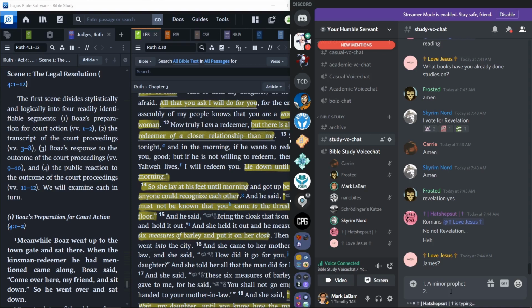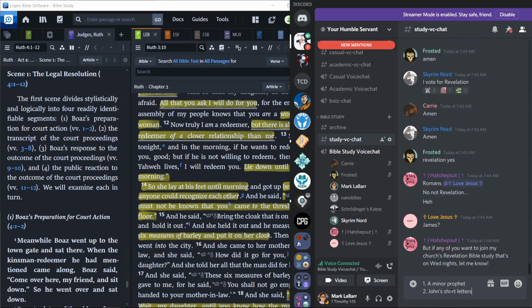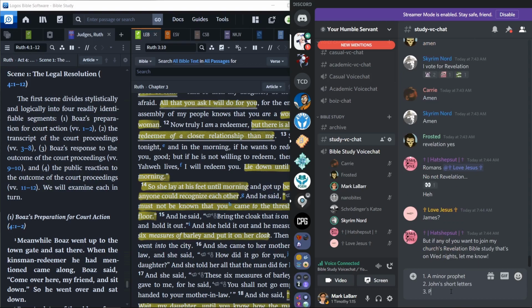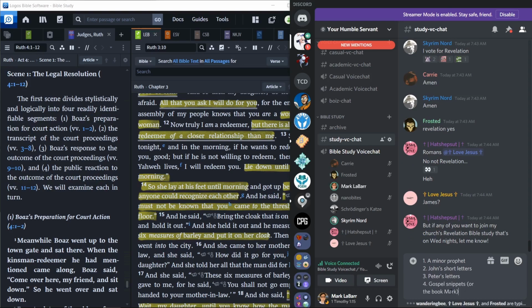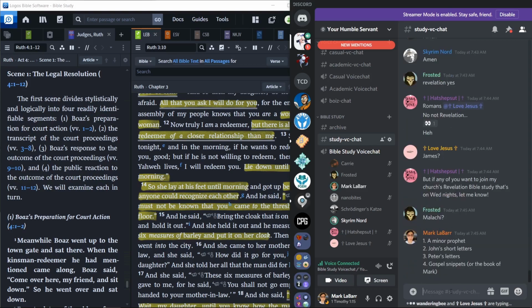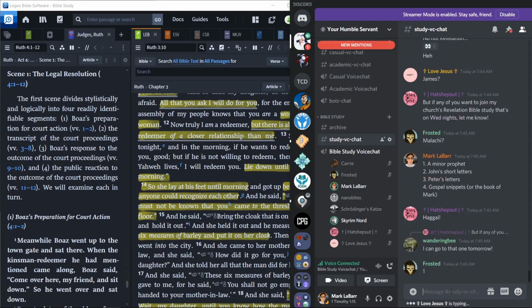So the option number one is doing a minor prophet, which would be like Zechariah, Haggai, Malachi, Hosea, people like that. And number two is John's short letters. So 1st, 2nd, 3rd John. Number three would be Peter's letters, 1st, 2nd Peter. And the fourth option is we could do some gospel snippets, or even the book of Mark. It's about 16 chapters, I think. So those are the options there. You guys can go ahead and vote on those. I chose them because they are short and they're not Paul. We spent 15, 16 weeks on Paul already.